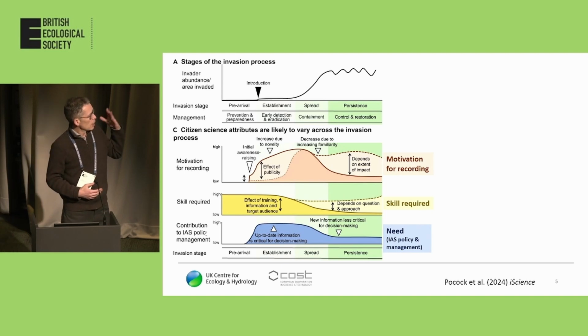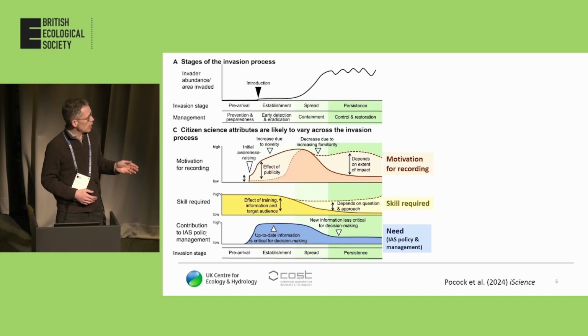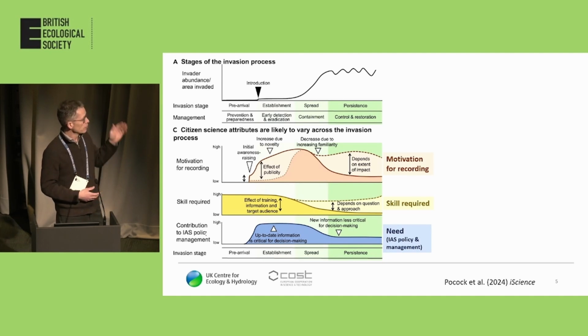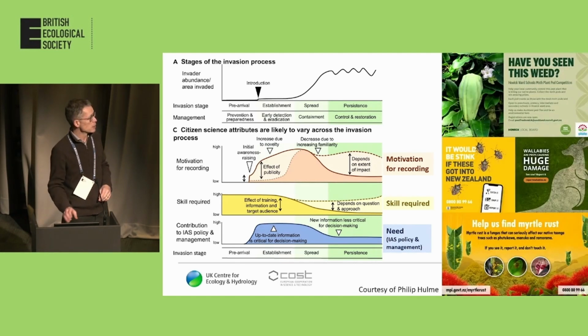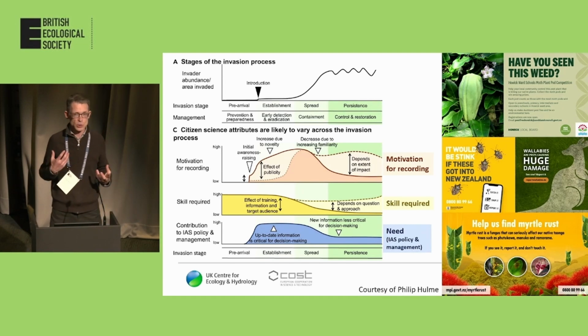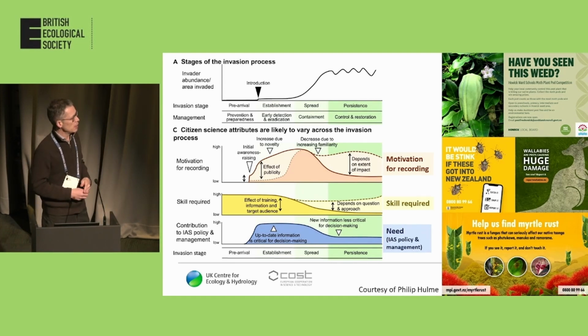And we felt that although the needs for IAS policy and management might be particularly high early on in that invasion stage, where there can be direct action in terms of eradication and containment management, actually that continues on as we think about coping with those invasive species and the management. And I talked about the different sorts of engagement which can be important.